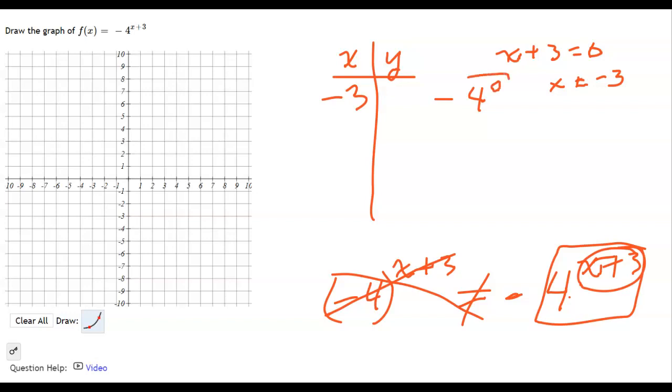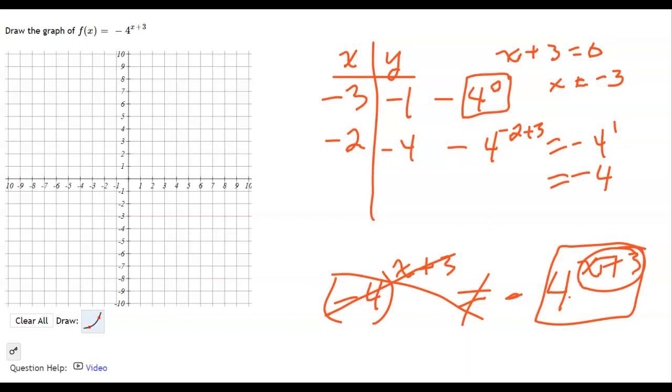Now 4 to the 0 power is 1, so this answer is going to be a -1 because it's the opposite of 4 to the 0. And so now if we plug in a -2, then we get the opposite of 4 to the, now the -2 plus 3 makes our exponent a 1. So 4 to the first power is 4, and then you apply the negative after, so that will be a -4.